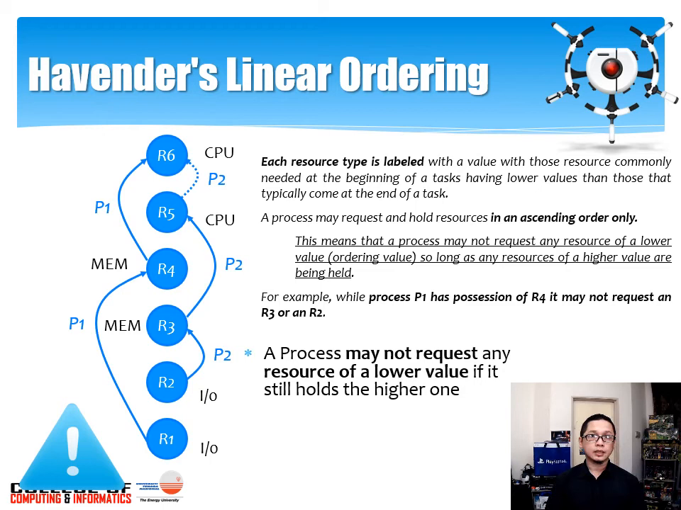So let's say if you are using the linear ordering, if a process is holding a resource of higher ranking value, it may not request lower ranking resources. So the request order follows the ranking value, meaning that you can request one resource at a time from the lower ranking to the higher ranking, but you cannot request a higher ranking resource first and then request a lower ranking resource.